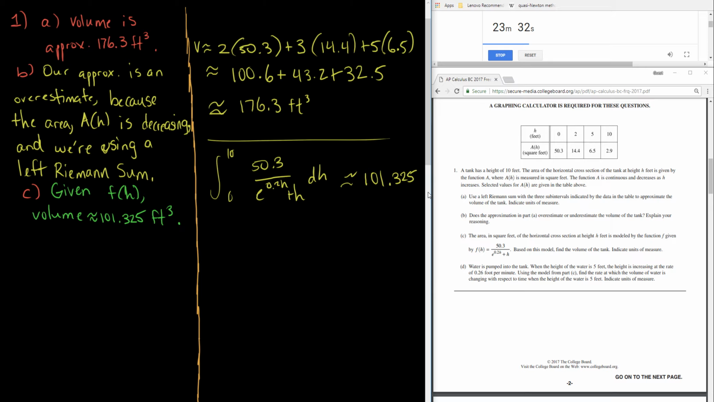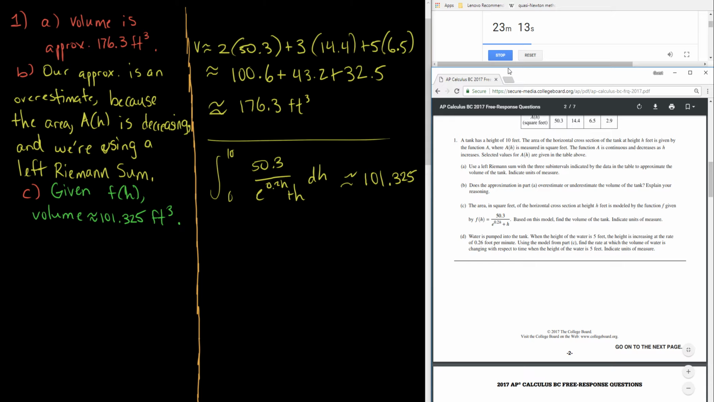Water is pumped into the tank. When the height of the water is 5 feet, the height is increasing at a rate of 0.6 foot per minute. That should be feet per minute. Sorry, grammar nerd. Anyway, using the model for part 1, and I just got the thought. We want to finish up this question by 15 minutes, so we have 15 minutes for the second one, and if possible, even sooner. Just budgeting time. Sorry, random thoughts. The height is increasing at a rate of 0.6 feet per minute.